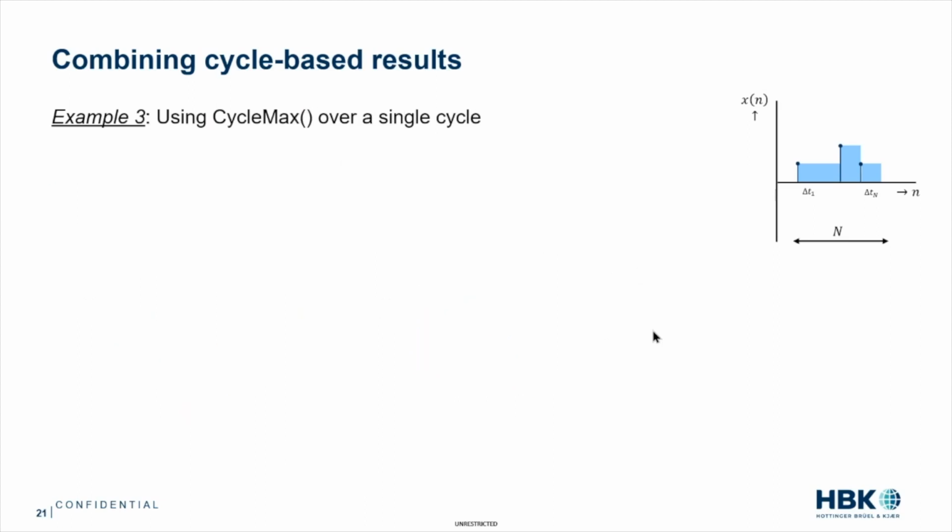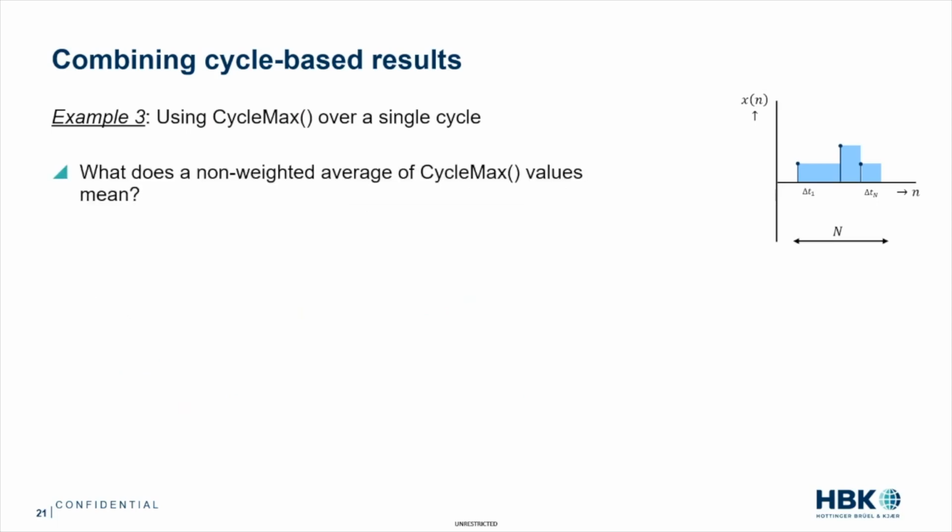Now we are making it even worse. We are going to cycle max. What does the non-weighted average of cycle max values mean? So I measure the max over a single cycle 2 times, and then I average them. What does that mean? I don't have a clear notion about it. I can think of something, but it's not so clear as with cycle RMS.